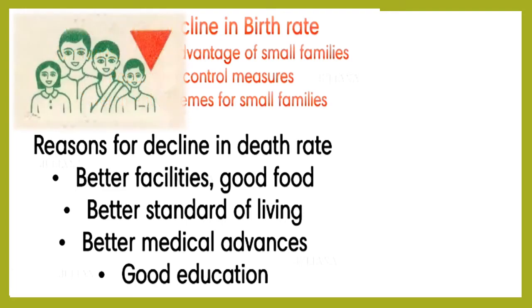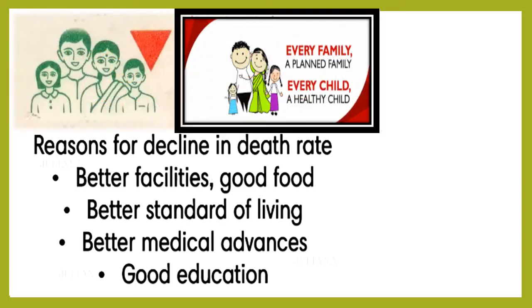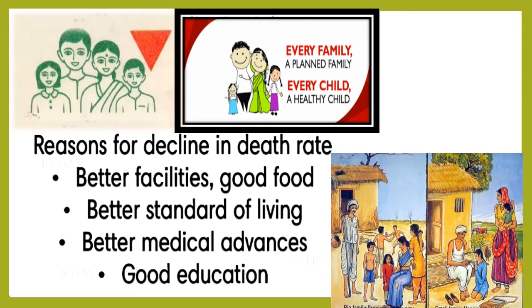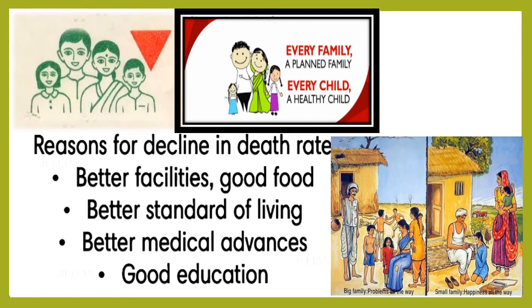So, Chota Parivar, Sukhi Parivar, these measures are taken by the government. Every family a planned family, every child a healthy child. So you can see what the problems are when the family is big. Where the family is small, we have fewer problems to face.